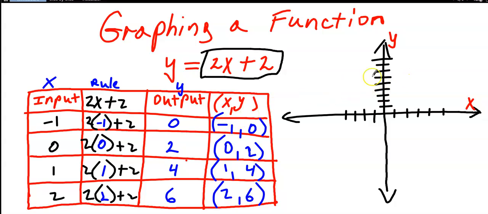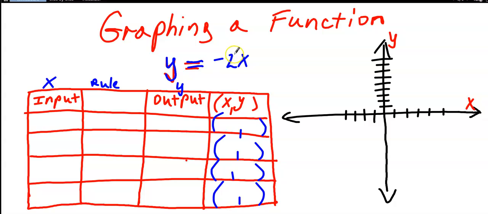So -1, 0; 0, 2; 1, 4, which is right 1 and up 1, 2, 3, 4. Then to the right 2 and up 6, 5, 6 would be around here. And it looks like if you were to connect these, this is going to be linear. So it actually makes a linear function.